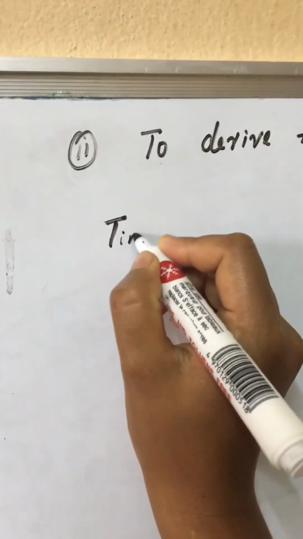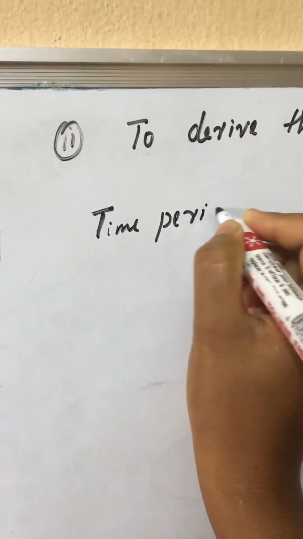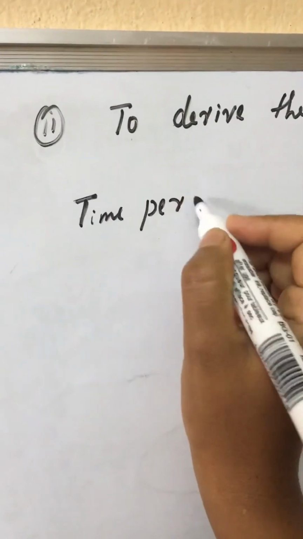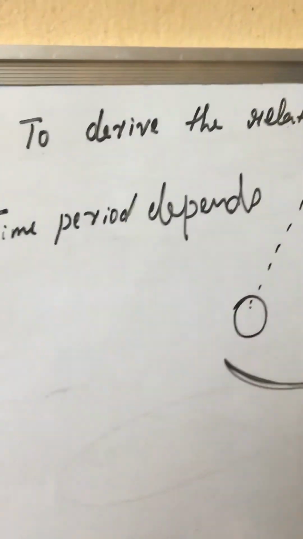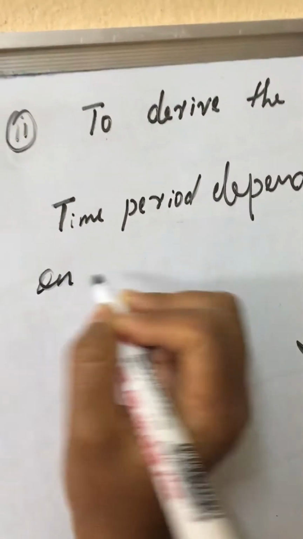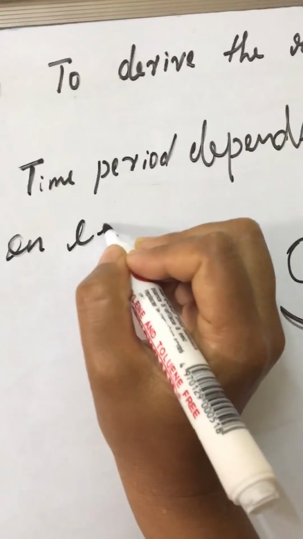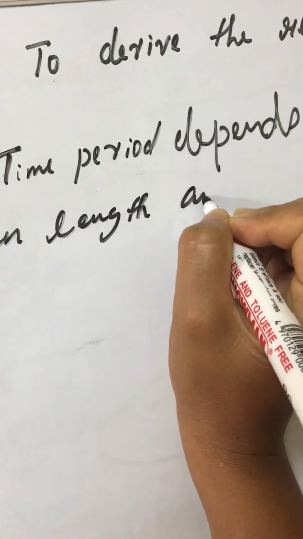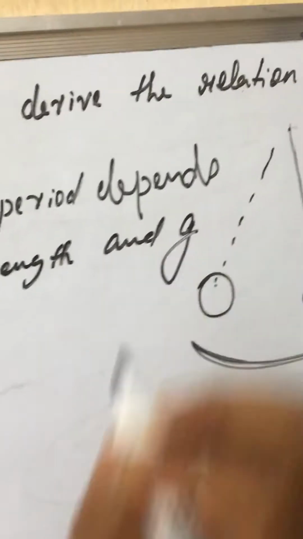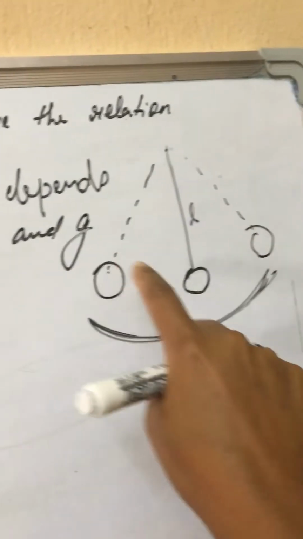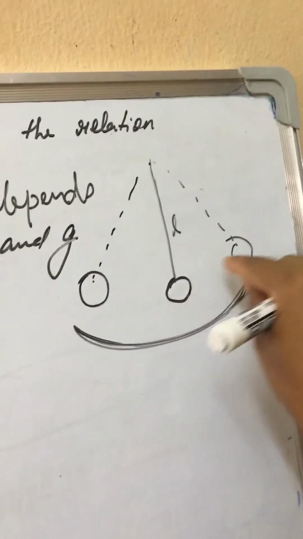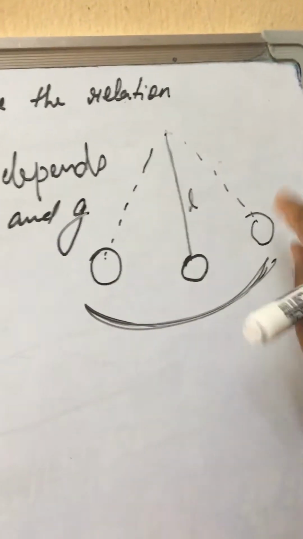In the case of a simple pendulum, we have found that the time period depends on the length and the acceleration due to gravity, which is written as small g. So the to and fro motion of the bob depends on the length of the bob and the acceleration due to gravity.